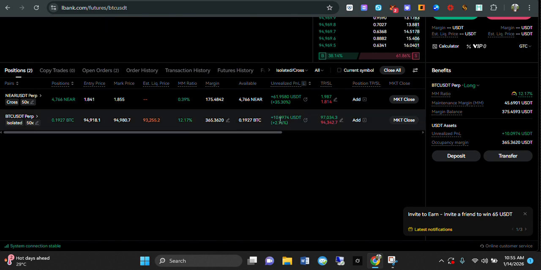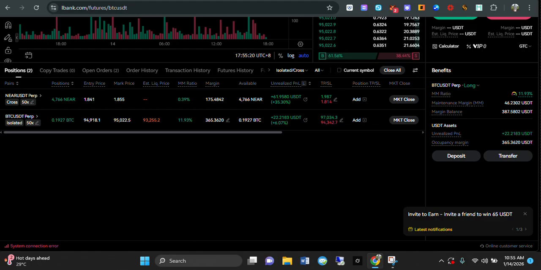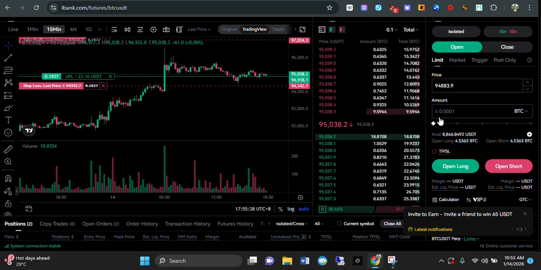You can see we are on $10 up, that is 18, and this was the NEAR USDT, and currently now is on 57 USDT. And this is how you can analyze and place your trade in less than 20 minutes using the Lbank trading app. You analyze and you come here, you place your trade. And in case you don't know how to place a trade, this is how you do it.